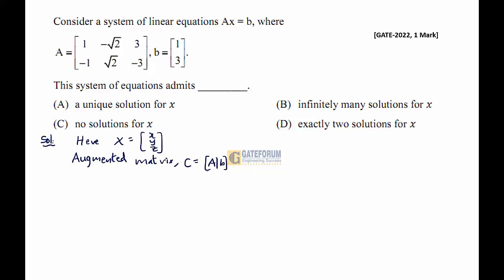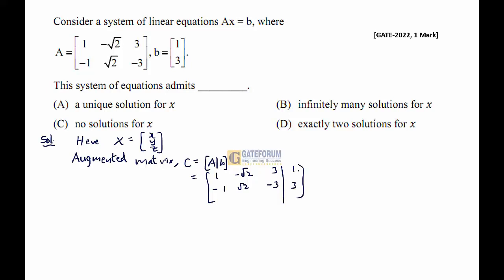A and B together. Write A and B together. Consider a matrix, denoted by C, and that C is called the augmented matrix. So this is equal to 1, minus root 2, 3. This is just an indication. 1, minus 1, root 2, minus 3, 3.